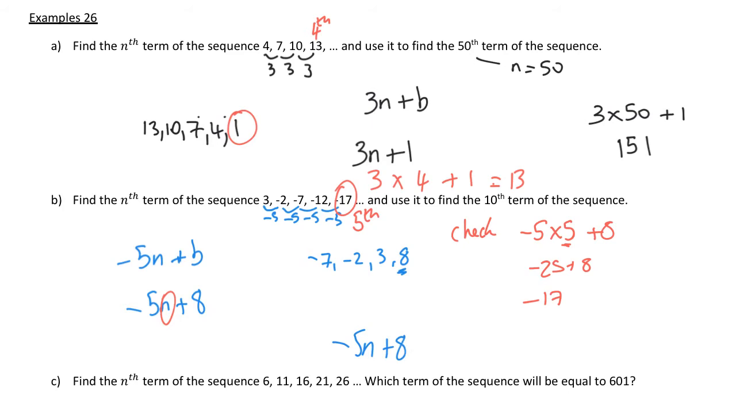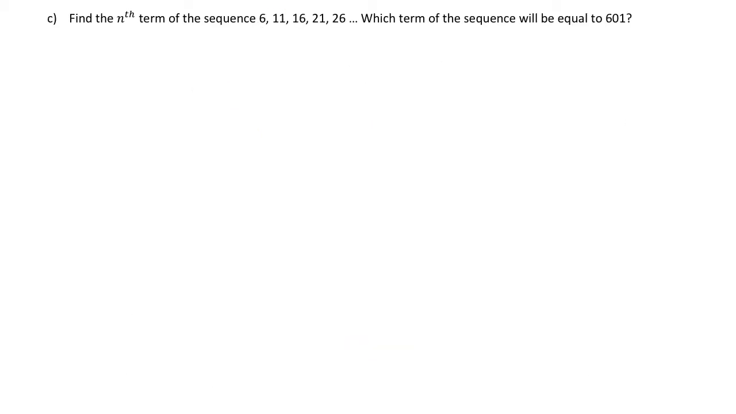Now what we want to do is use the 10th term. So for the 10th term, n equals 10. So minus 5 times 10 plus 8. And that's going to be minus 50 plus 8, which is minus 42. So the 10th term is going to be minus 42. And then the last one, we've got the sequence 6, 11, 16, 21, 26.